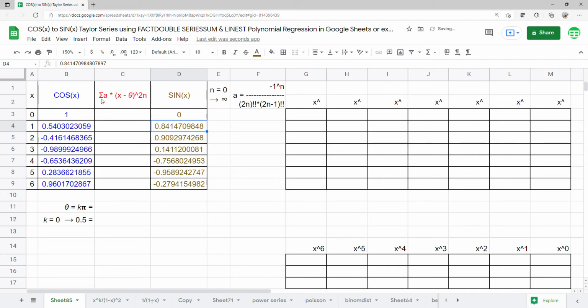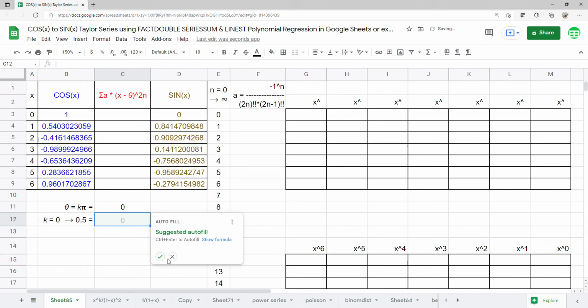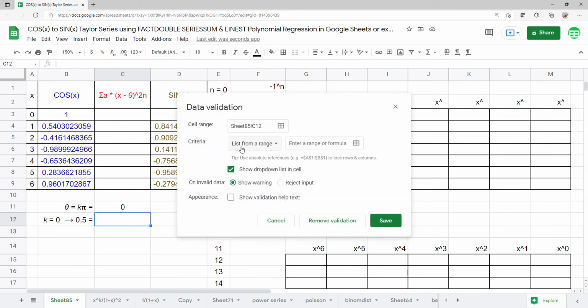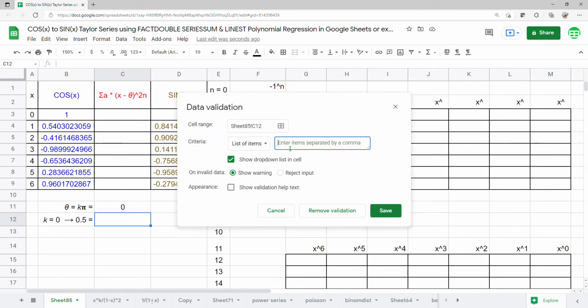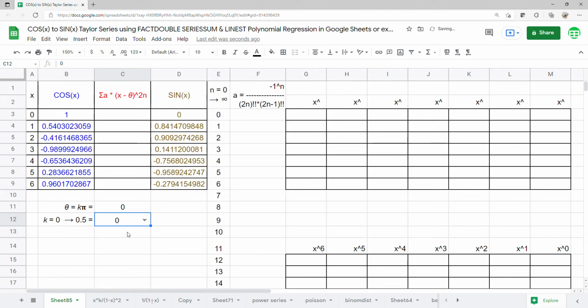And the Taylor series expansion, which is the summation of a times (x minus theta) raised to the power 2n, where the value n is from 0 to infinity, and the value of theta is equal to k pi, so it is equal to k times pi. And a value for k, which is data validation, list of items, 0 to 0.5. So you can start at 0, which is the Maclaurin series, to 0.5.